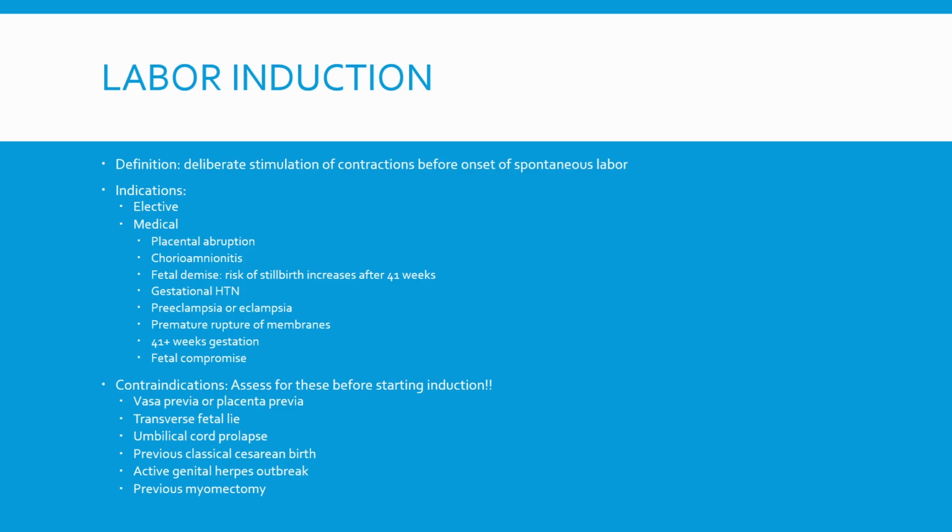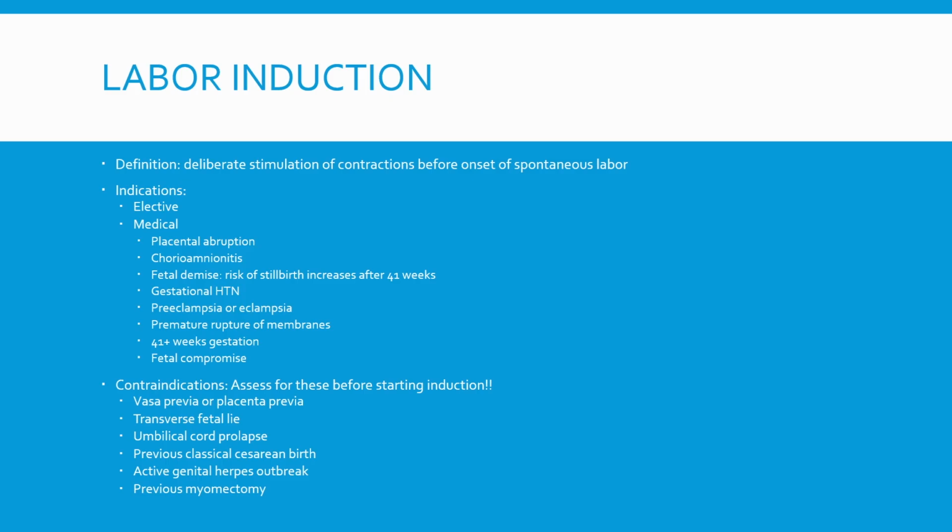Not everyone is a candidate, though, for a labor induction. There are some contraindications. So if mom has either a vasa previa or a placenta previa, so remember, we can't deliver vaginally with the previa. So why would we give her medication to stimulate contractions? A transverse fetal lie, so if that baby is laying in there sideways, again, we're not going to be able to deliver vaginally, so don't cause issues.